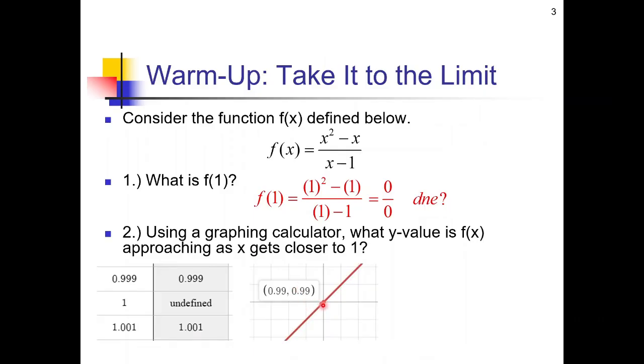So here's my table, a snippet from the table from before. There was kind of a close-up of the graph. And kind of our conclusion here is that the y value is approaching 1 as x gets closer to 1.